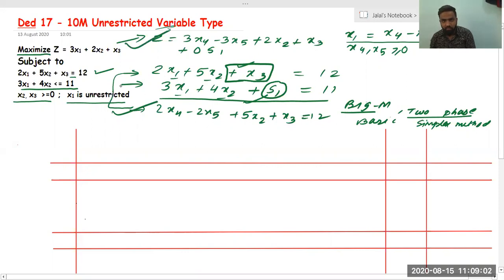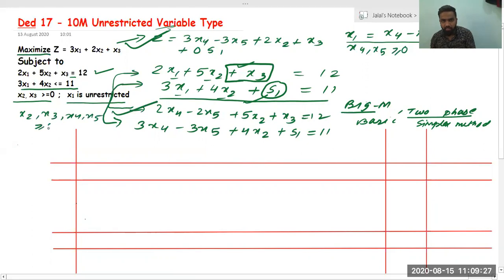Now I'll write for this also. What will this be like? In this equation, x1 is equal to x4 minus x5. So 3x4 minus 3x5 plus 4x2 plus I am adding a slack variable s1 is equal to 11, and x2, x3, x4, x5 all are greater than or equal to 0.